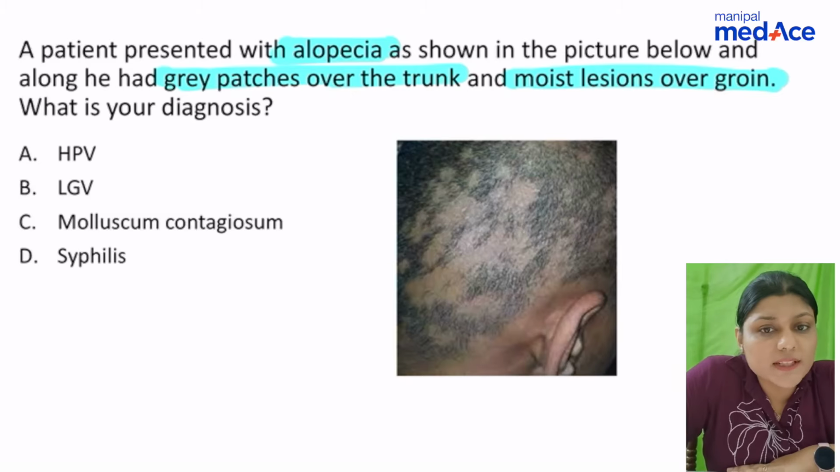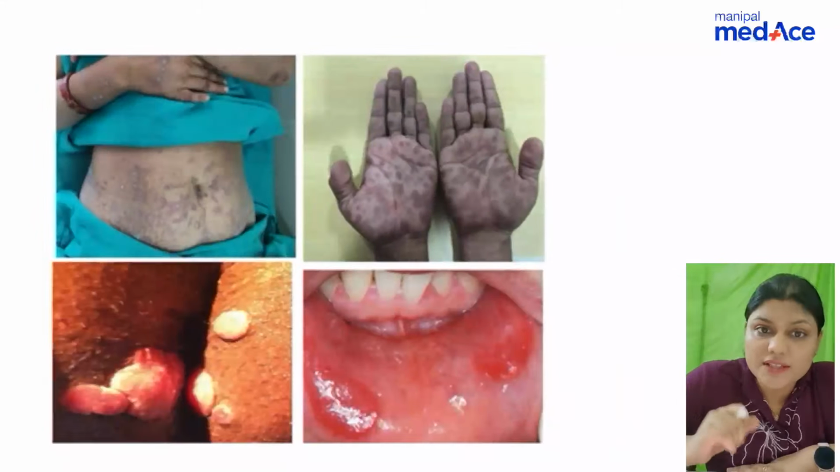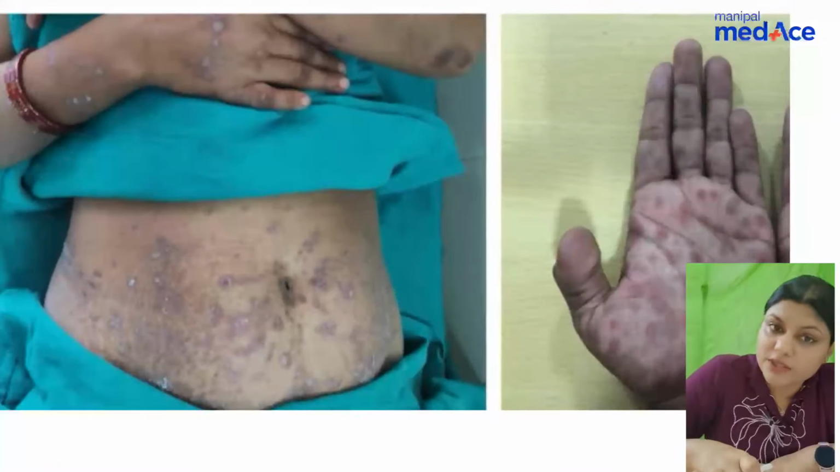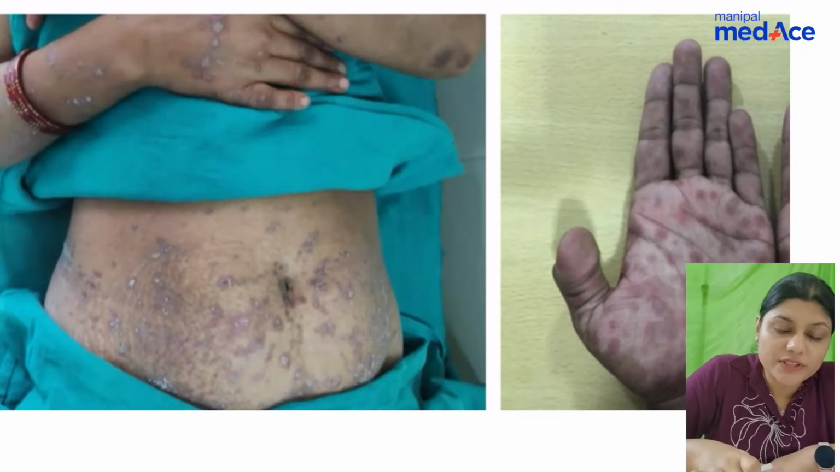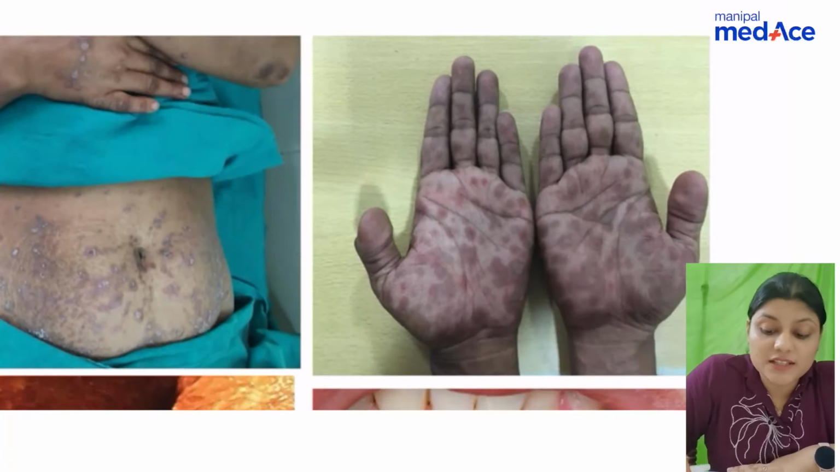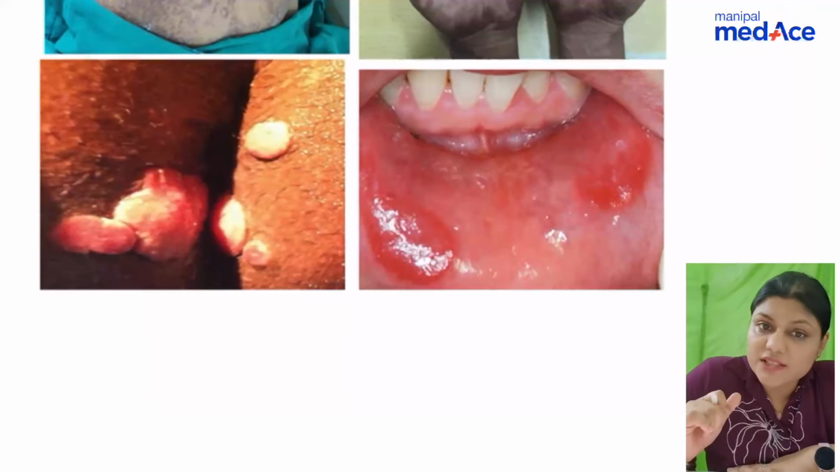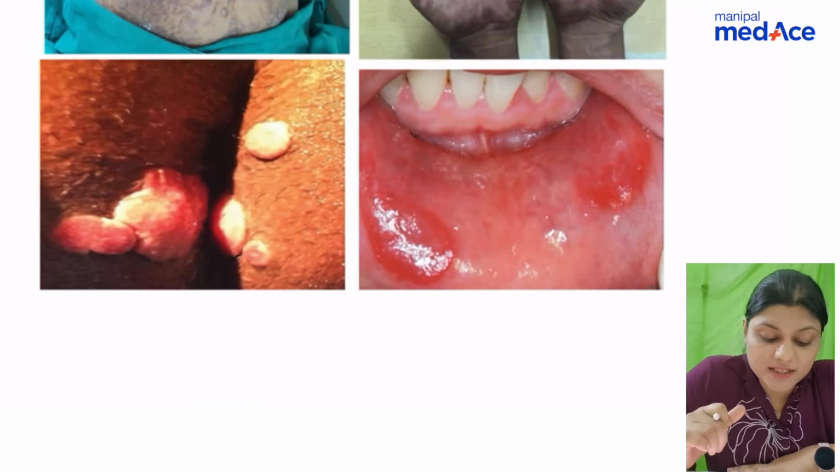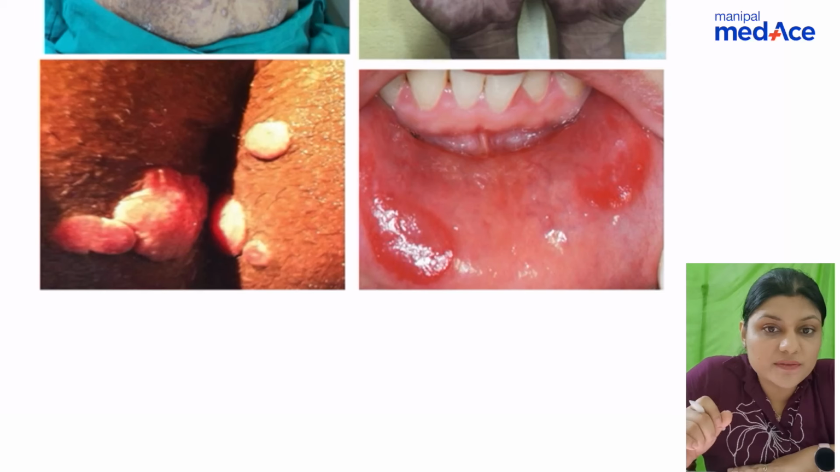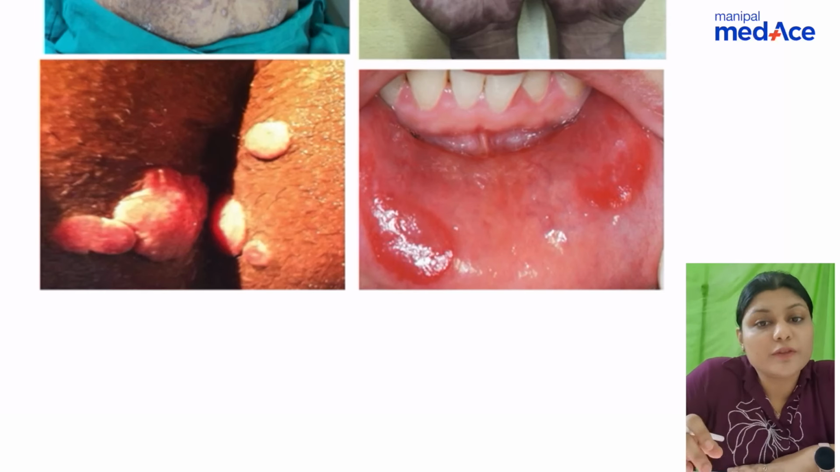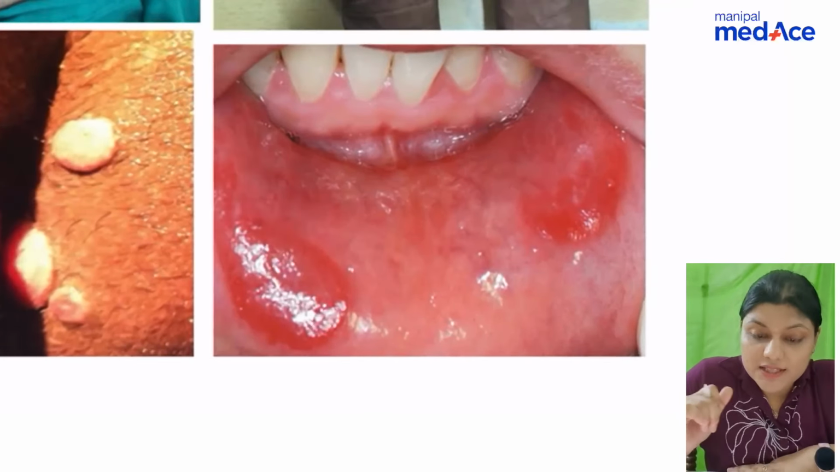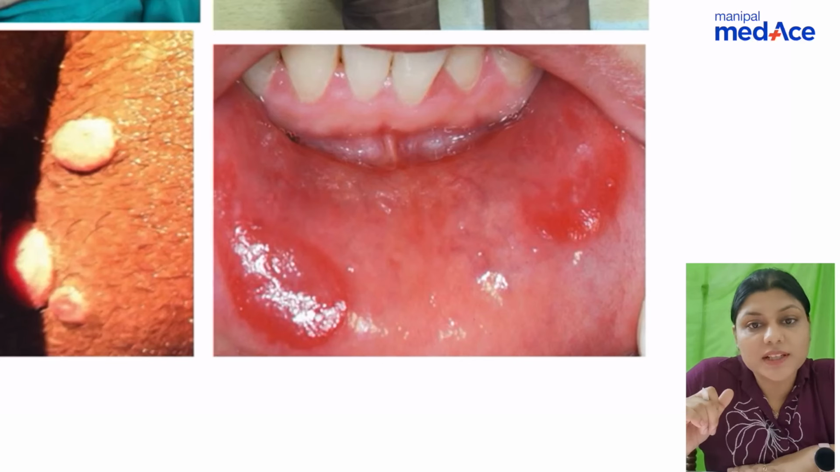So this is moth-eaten alopecia. The other features are presence of maculopapular rash over the body. The rash is non-pruritic and non-vesicular. The lesions can be present over palms and soles also. The moist lesions in the groin and anal area are condyloma lata. These are the most infectious lesions, and these lesions are flat-topped. And then snail track ulcers in the oral cavity.